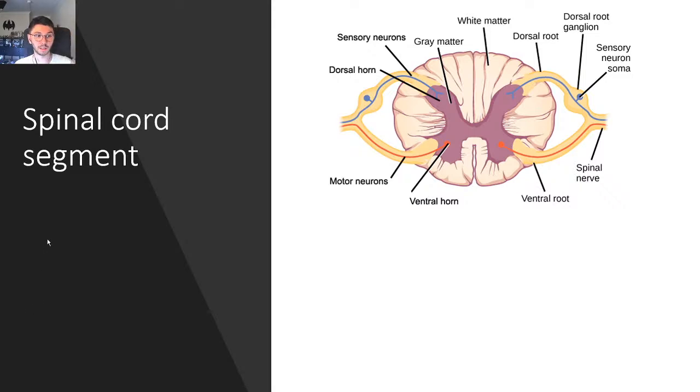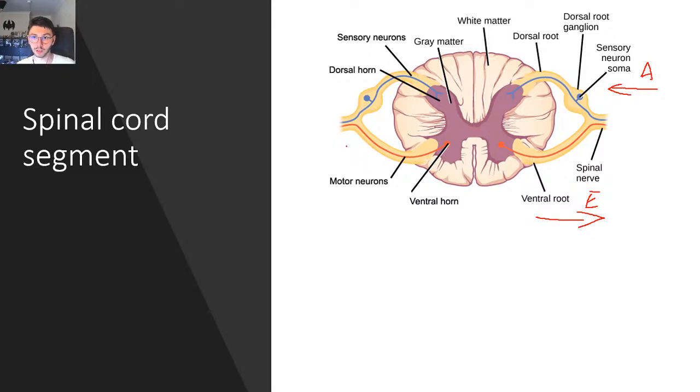An efferent means that it's going out. So if it's out, it's efferent. Think of it as an exit. But if it's coming in, that's afferent. So afferent and efferent. These are efferent motor neurons.